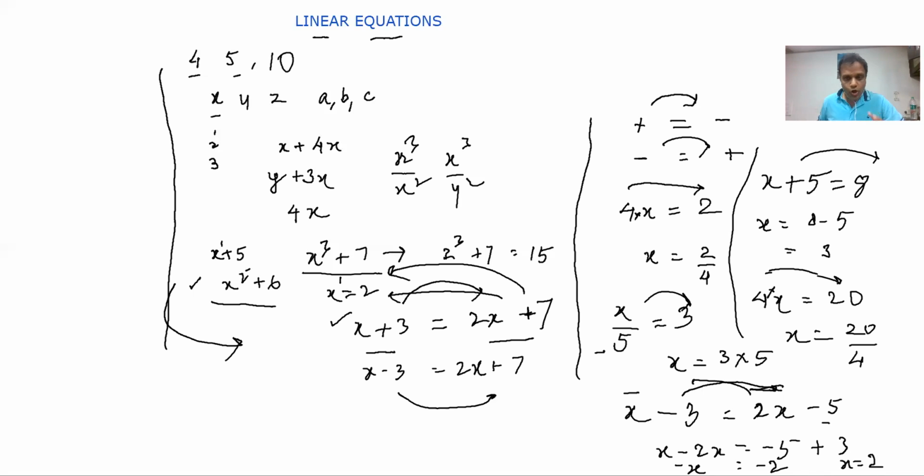This is a short summary of the chapter linear equations. I'm going to take up 5 different examples and solve them in a separate video.